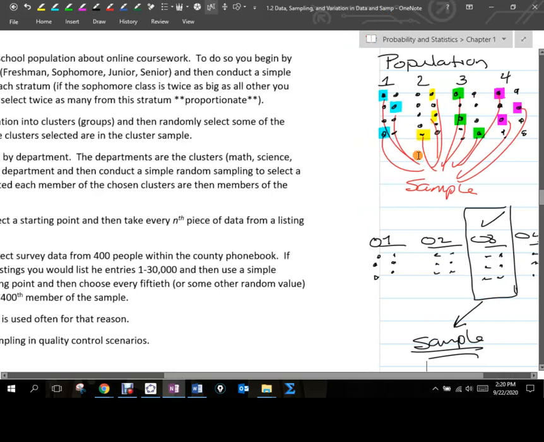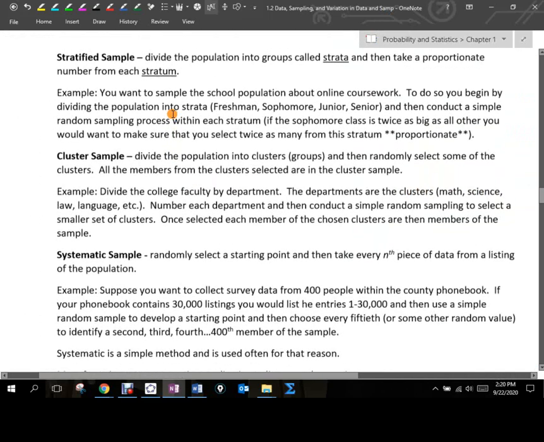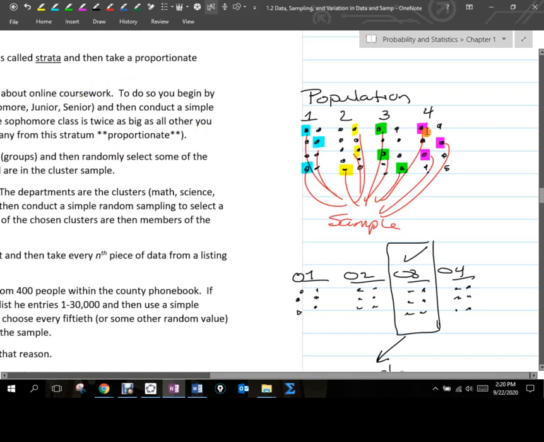The one thing to talk about with strata is that if they're disproportionate in size, then the number of objects I take from each for my sample needs to be proportionate to the population. So if group 1 is twice as big as any other group, then group 1 needs to have twice as many members in the sample. We could do that simple calculation of figuring out the percentage that group 1 is of the population and determine what we need to pick. Okay.